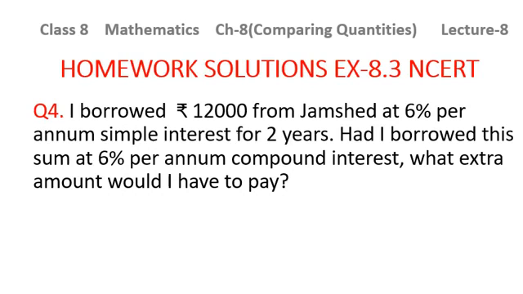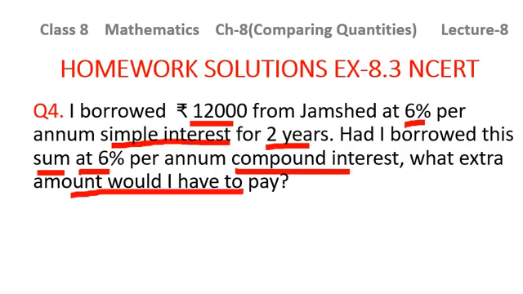Question number 4 says, I borrowed rupees 12,000 from Jamshed at 6% per annum simple interest. Principal is given to you as 12,000 rupees. 6% per annum is the rate of interest. The important point to note here is that interest is being calculated on the basis of simple interest, and time given to you is 2 years. Had I borrowed this money, the principal being the same, at 6% per annum compound interest, then what extra amount would I have to pay?